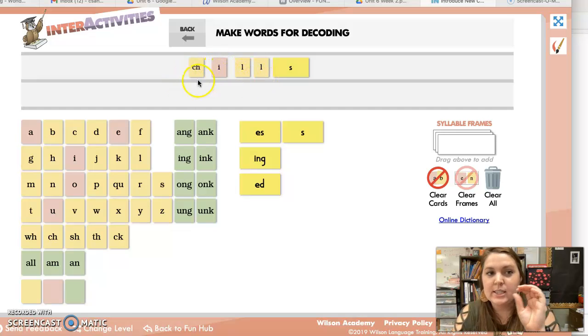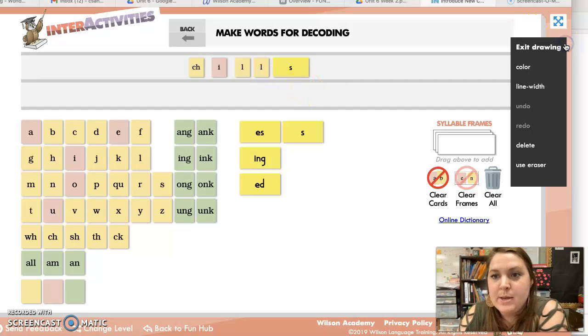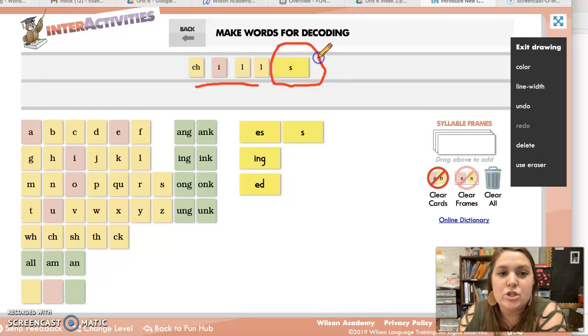Ill, chill, chills. All right, what is my base word? My base word is chill. Good job. So I underline my base word. What's my suffix? My suffix is the S, right? And what does that S say in chills? It says the Z sound, so we're going to put a Z above it. Awesome job. You're getting good at this. Let's do another one.